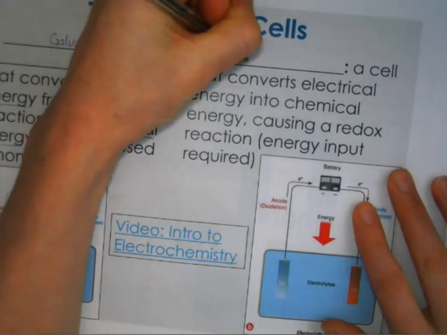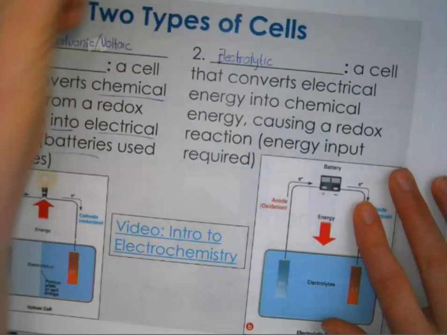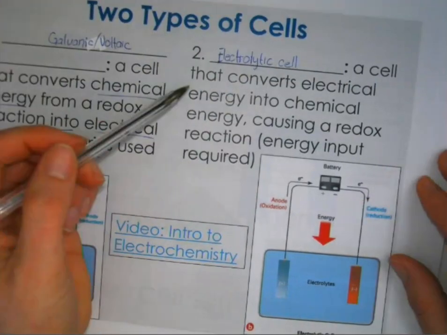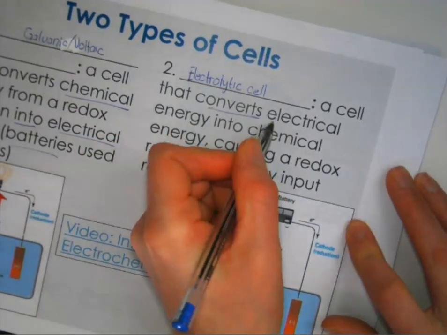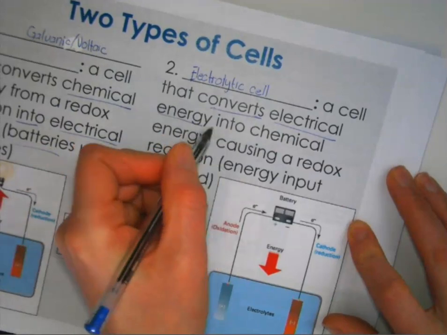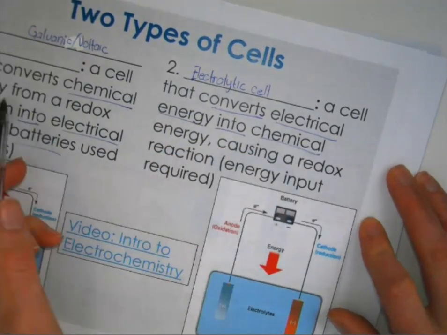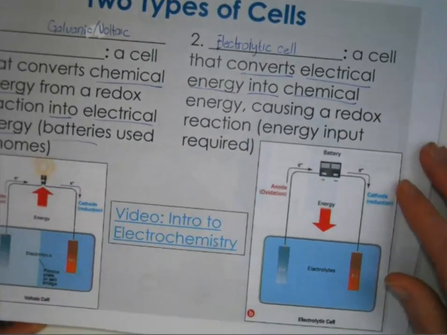Electrolytic cell. Oops, cell, I guess we need to add that on there. And this is a cell that converts electrical energy into chemical energy, right? So the exact opposite of a galvanic cell, which converted chemical into electrical energy.